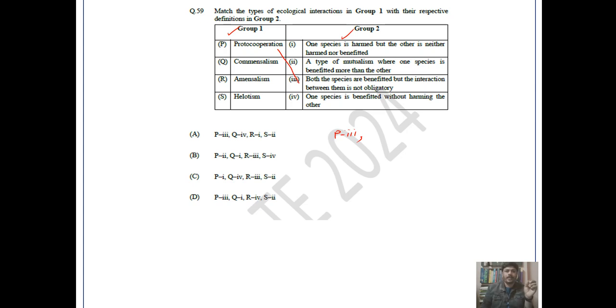Now, if we see commensalism, it is a very important ecological interaction, and commensalism is defined as one species is benefited without harming the other, so Q matches with 4.